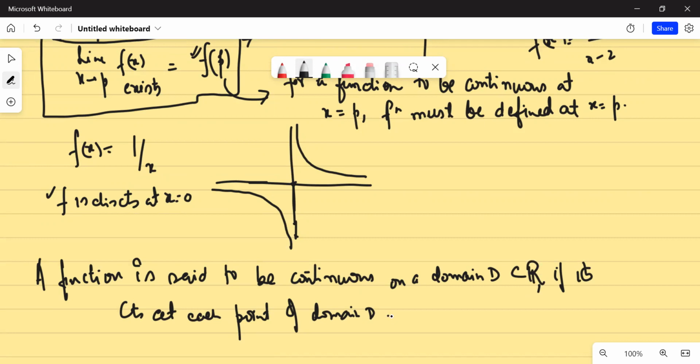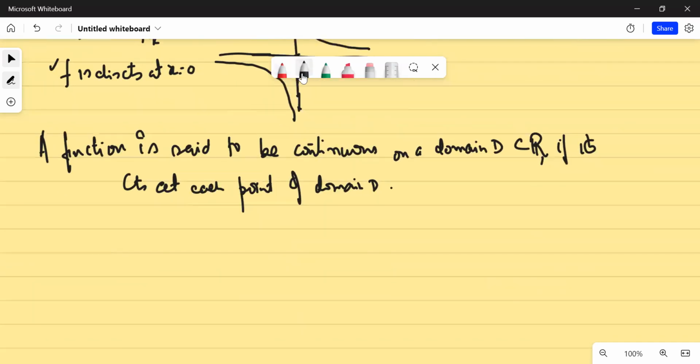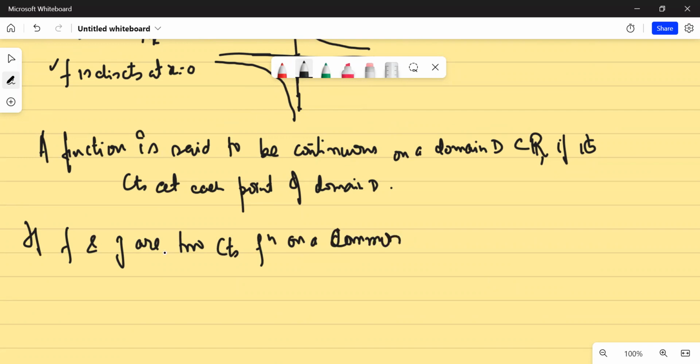Now let us come to the algebra of continuous functions, and I'll write it in one go only. I'll not explain right now why I'm doing that, but that I'll do for you. Always remember that if f and g are two continuous functions on a common domain D, the common domain D means where both of them are simultaneously defined. If they're not simultaneously defined, let's say this is defined on D1 and this is defined on D2, then the common domain would be the intersection of D1 and D2. Is that clear? Because some functions can only be defined in the common domain.